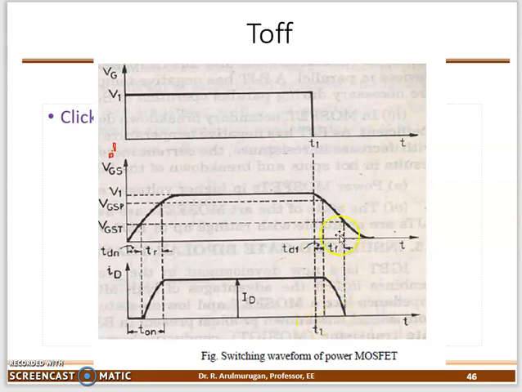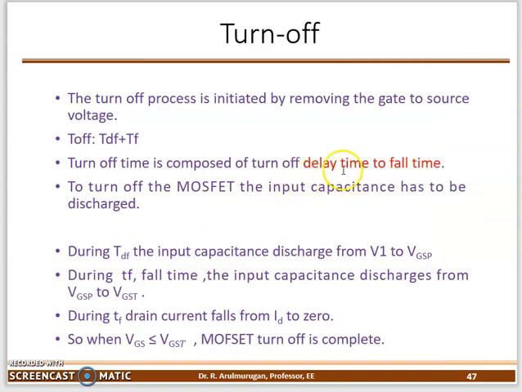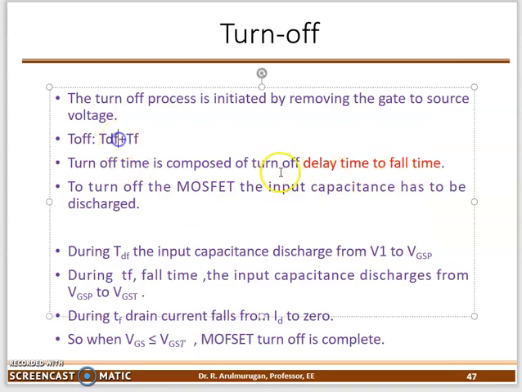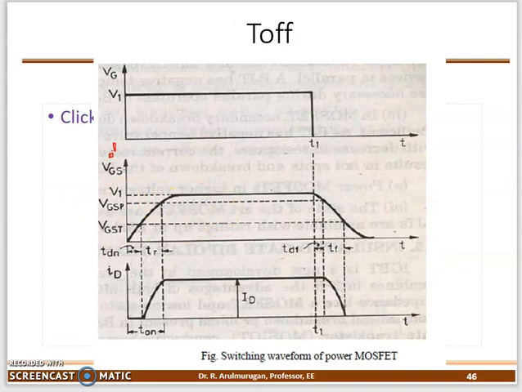Once again I will repeat: turn off is nothing but TDF, the delay time. F is simply to differentiate: the delay time was used for turn on, here it is the same but for turn off, that's why I give the differentiation F. Plus fall time. This is step number one.